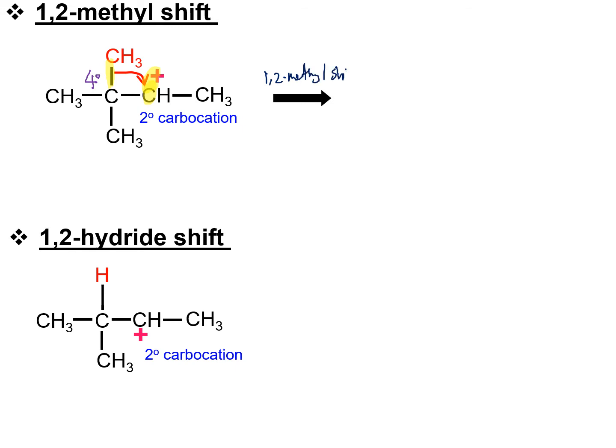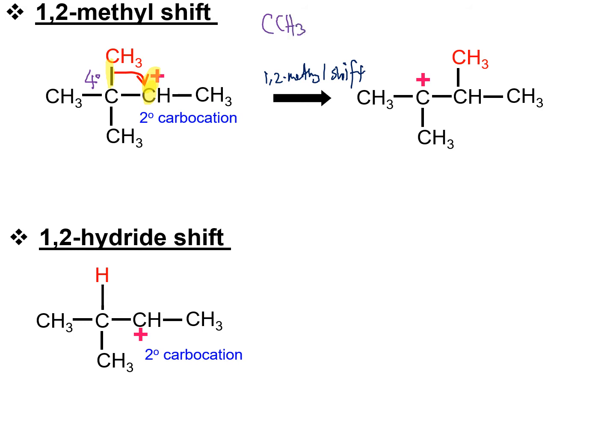So sekarang ni what you will get is now you will get a tertiary carbocation ion sebab dia hanya tukar kedudukan. Apa yang berlaku dekat 1,2 methyl shift ni, dia swap kedudukan CH3 dengan plus sign. Okay, plus sign of the secondary carbocation ion. So sekarang dapatlah tertiary carbocation ion, which this carbocation ion is much more stable compared to the secondary carbocation ion. Alright. Next is 1,2 hydride shift.